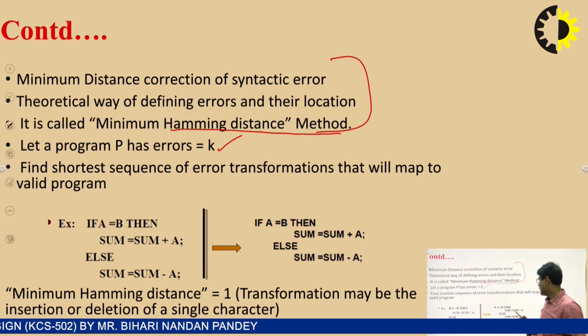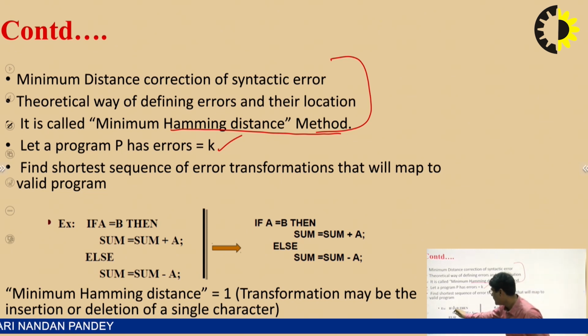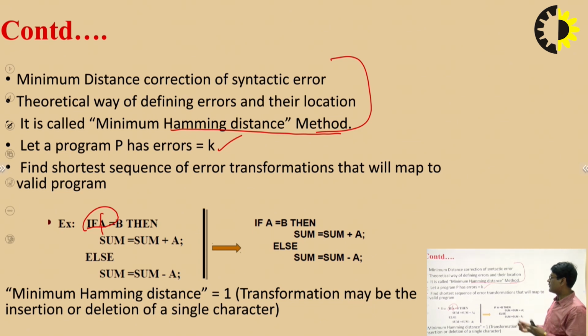A. Here the basic problem is that it is written as "ifA", and the parser sees no difference between "if" and "A". So what is the problem? The minimum Hamming distance equals 1. The transformation may be the insertion or deletion of a single character. So if we write "if A", you can check it.